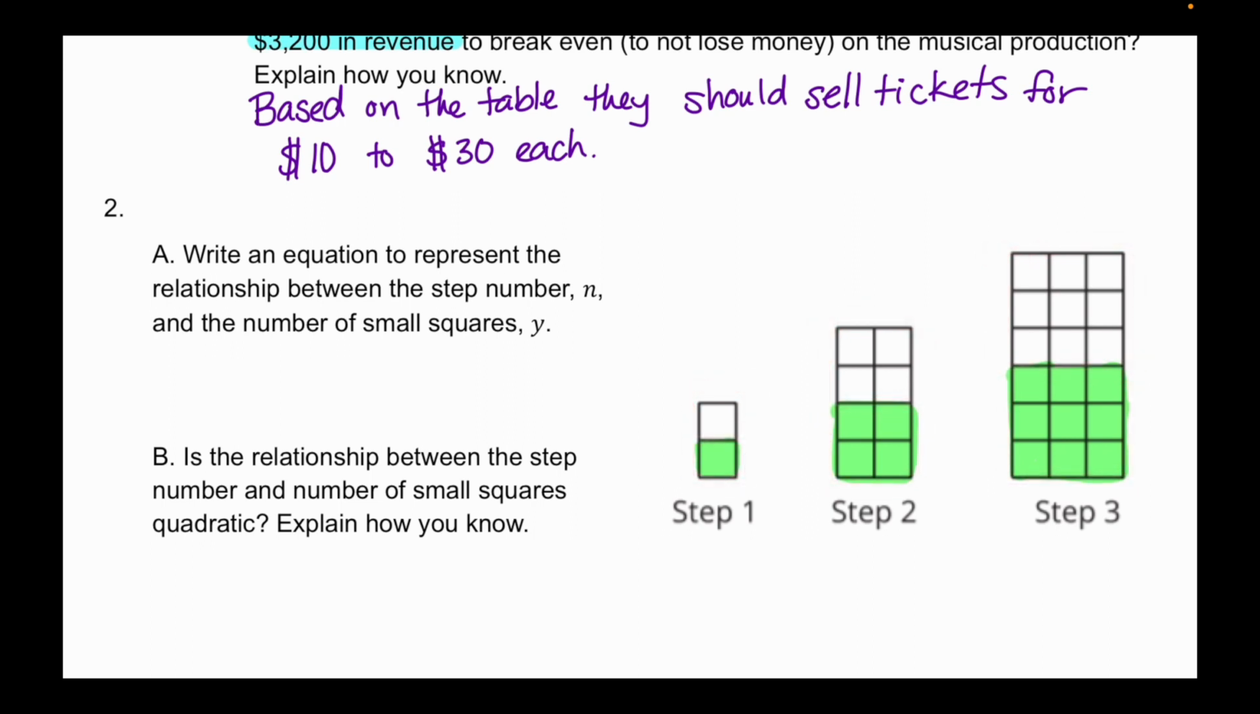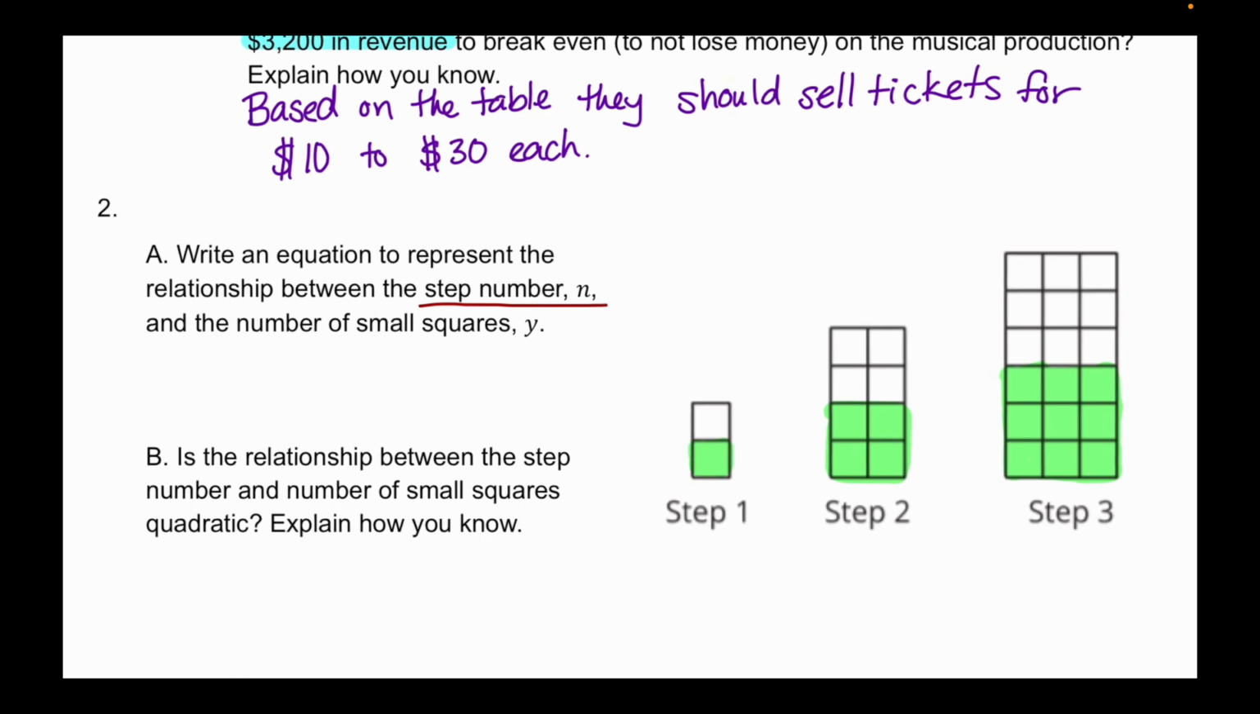So when we have 2 of those things happening, that just means we're going to add a coefficient here. They're asking us to write an equation to represent the relationship between the step number n and the number of small squares as y. So I can say the number of small squares is, and if it was just the white squares or just the green squares, I'd be able to say that that's n squared. But in this case, I have 2 sets of them, so it's going to be 2n squared.